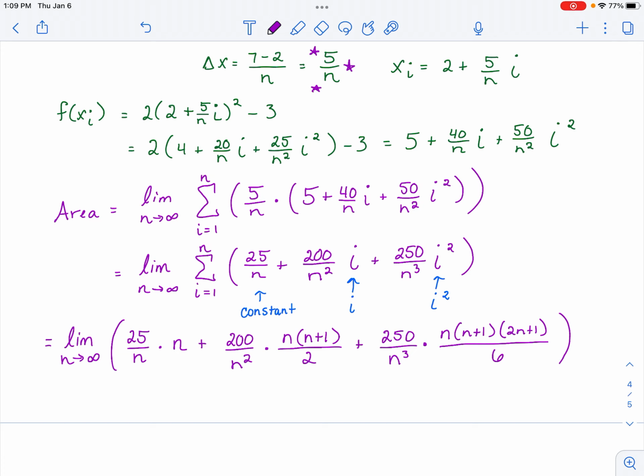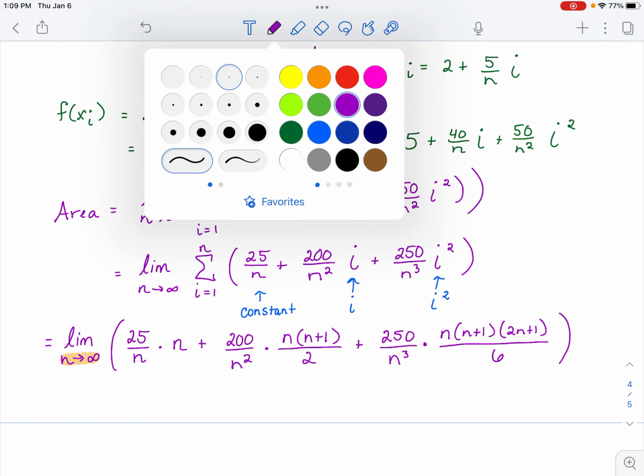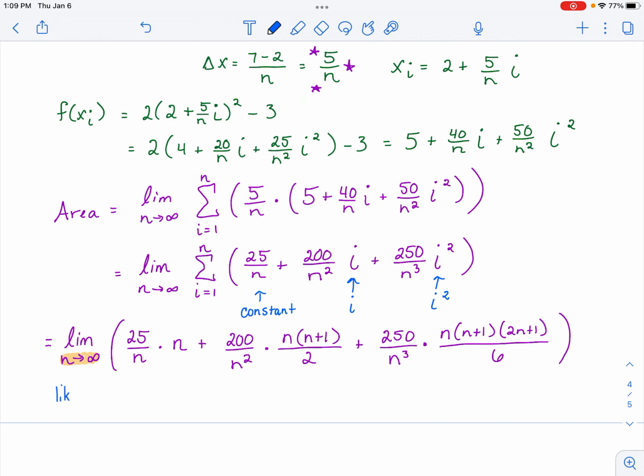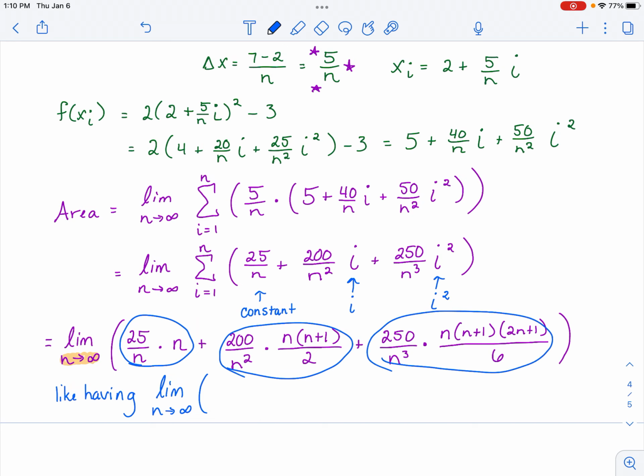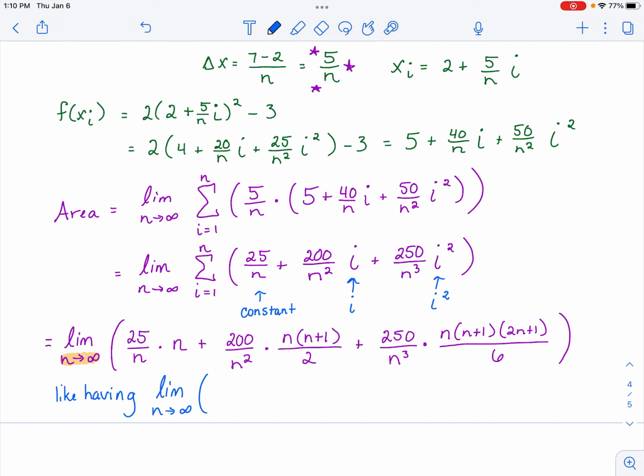Now this looks absolutely atrocious. I get it. I understand. But the beautiful thing about this is we're doing the limit as n approaches infinity here. Okay, we're doing the limit as n approaches infinity. That means we can use our shortcuts. So we get to say that this is like having, because it's an infinite limit, the limit as n approaches infinity of just the leading term out of this, and the leading term out of this, and the leading terms out of this, okay? So this is going to reduce down significantly without doing a lot of algebra.